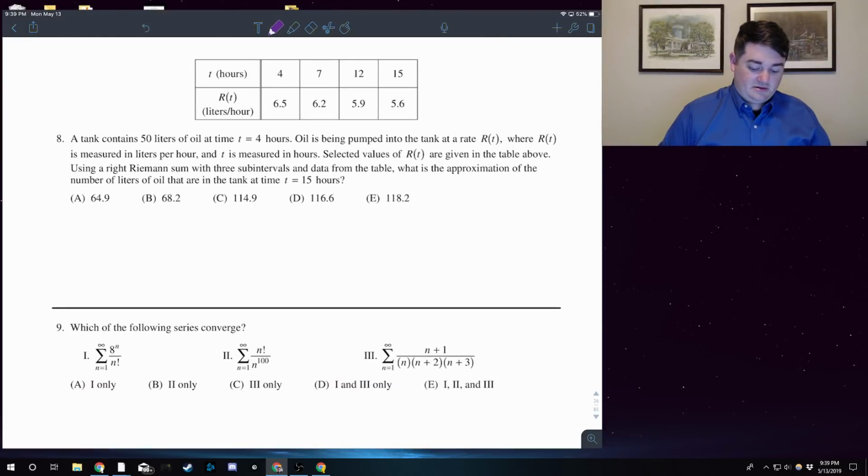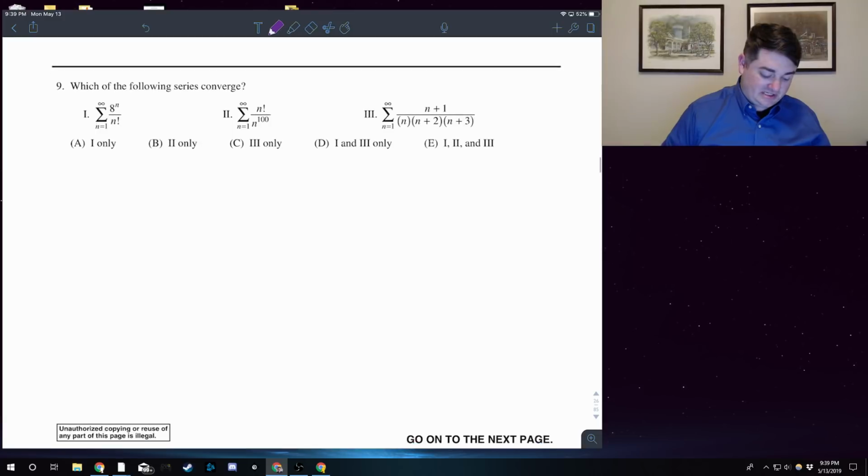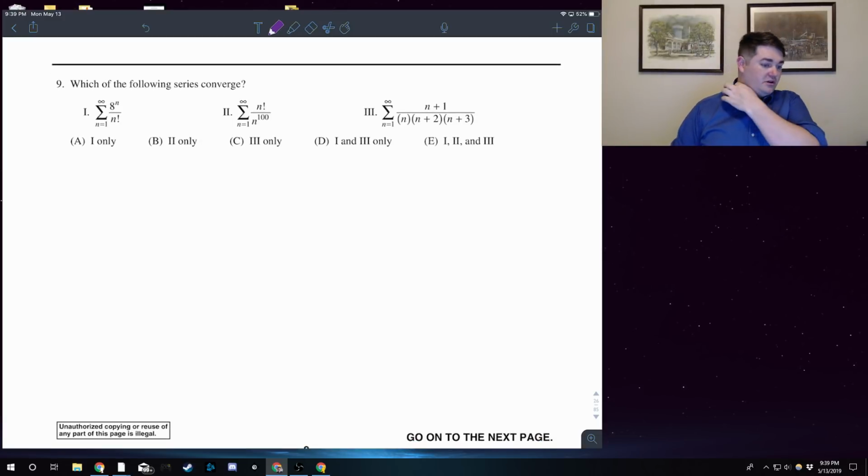Eight, oil is being pumped into a tank. Use the right Riemann sum to approximate the amount of oil. So Riemann sum, pretty easy. 9, which of the series converge? Got a request for series questions, so let's look at this.